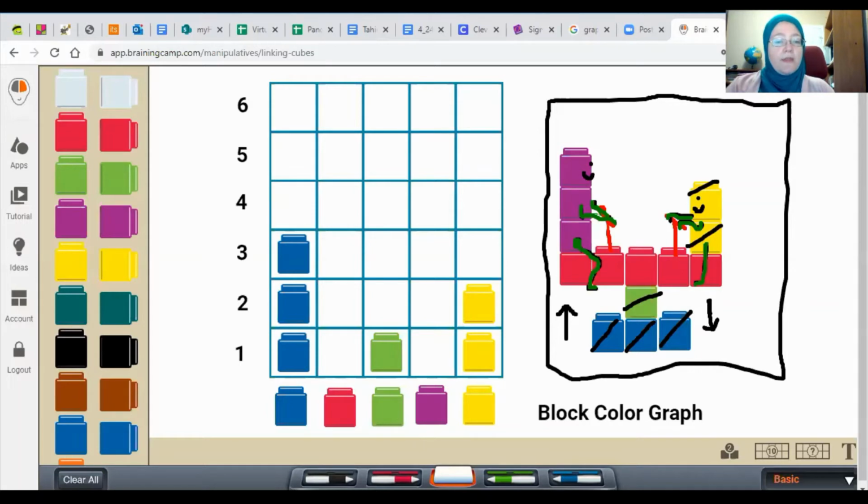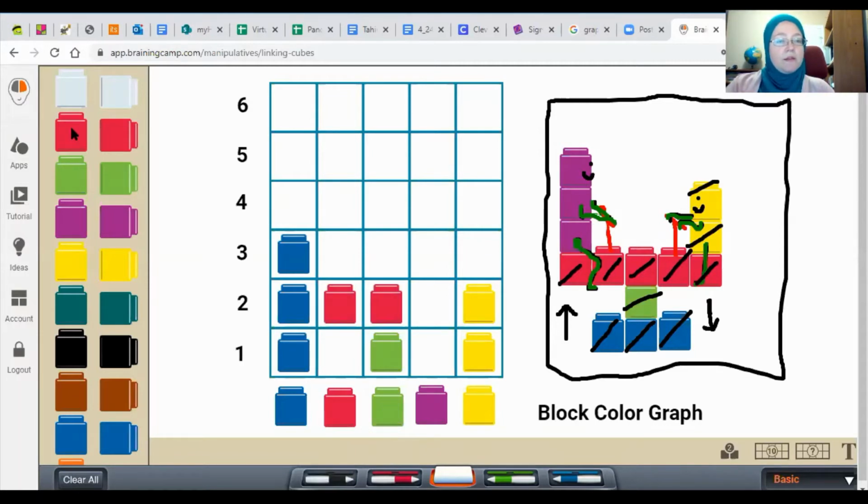Let's go and get them. Which one should I do first? The red? Okay. 1, 2, 3, 4, and 5. That would be 5 red blocks.